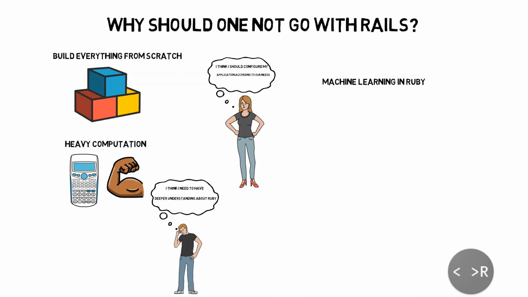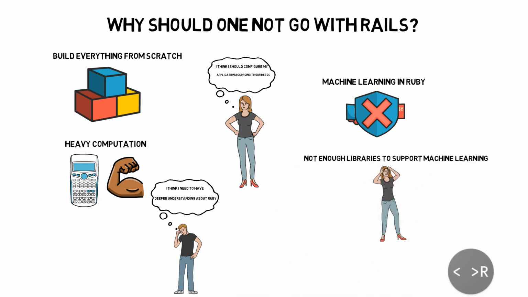Machine learning in Ruby is also another separate topic which we can debate on. But machine learning and Ruby do not usually go hand in hand because Ruby doesn't have many libraries to provide support for machine learning. So if you're trying to build an application thinking of integrating machine learning into it, then I would suggest you try Python and Django, which have huge support for machine learning libraries.